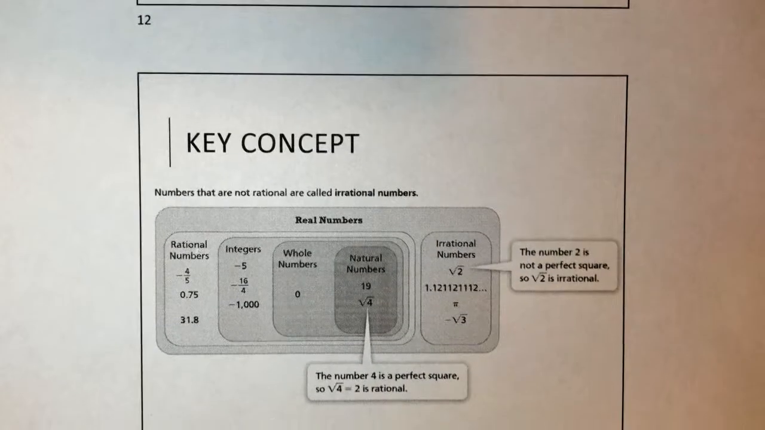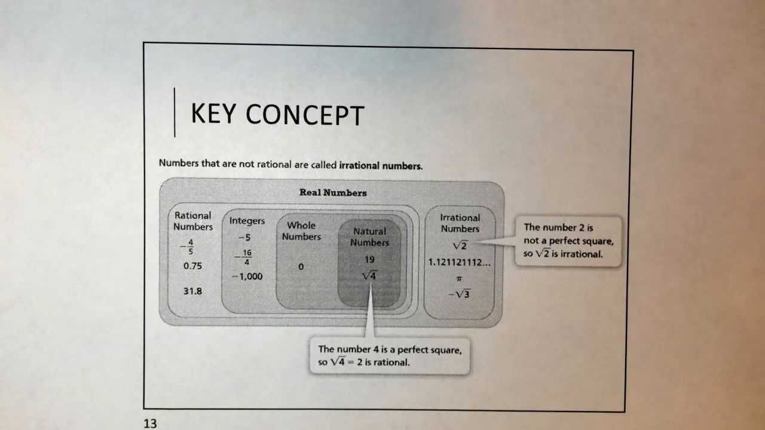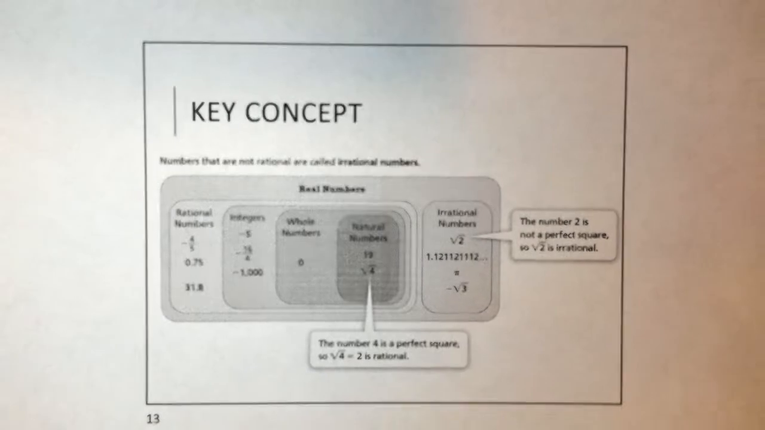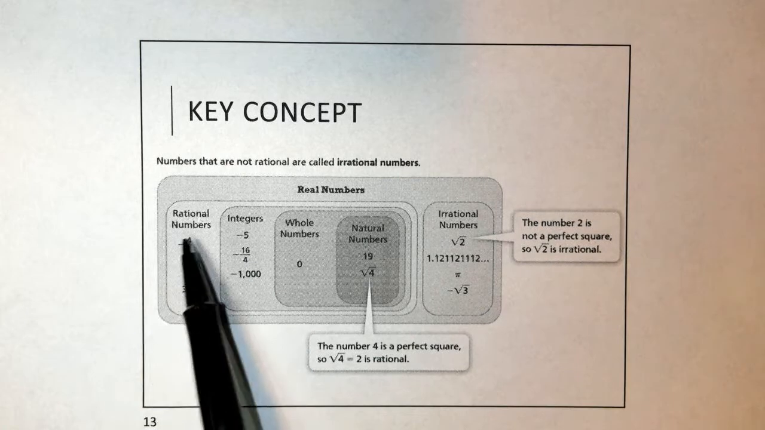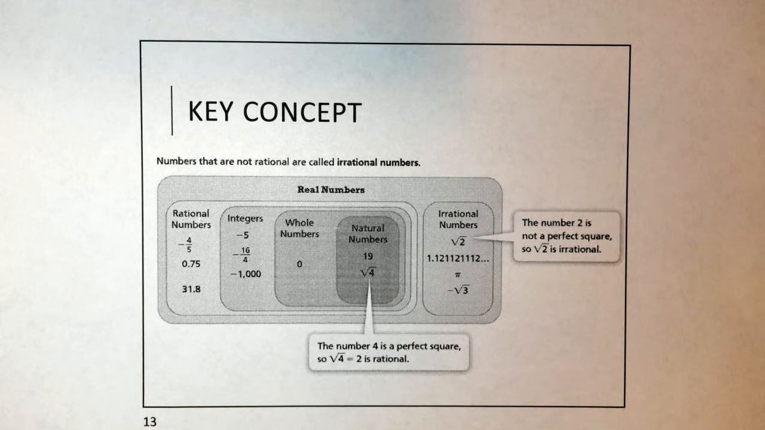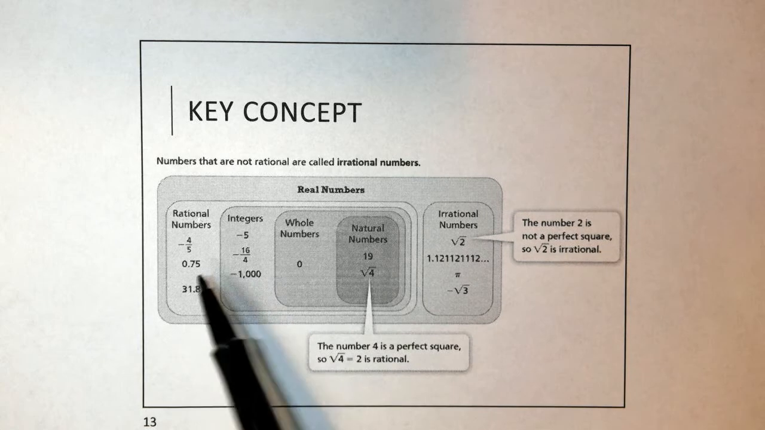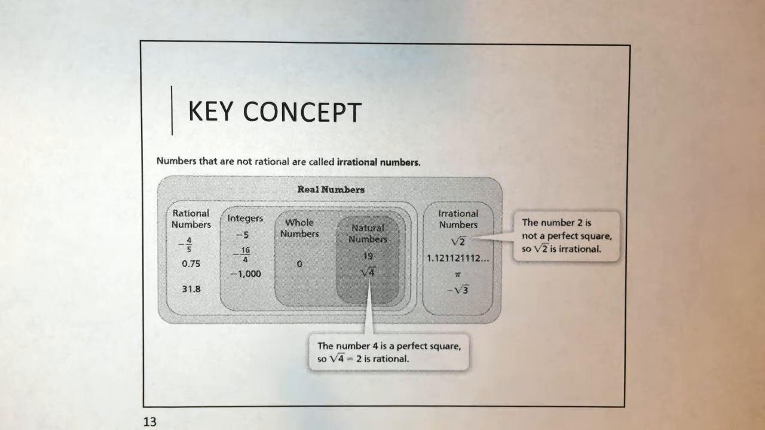So to recap the key concept, we talked about rational versus irrational. Okay, and we talked about integers, whole numbers, and natural numbers as well. So rational numbers can be written as a ratio of two integers, or as decimals they are terminating or repeating. And then irrational numbers, we looked at decimal form. So in decimal form, they're not repeating and not terminating.